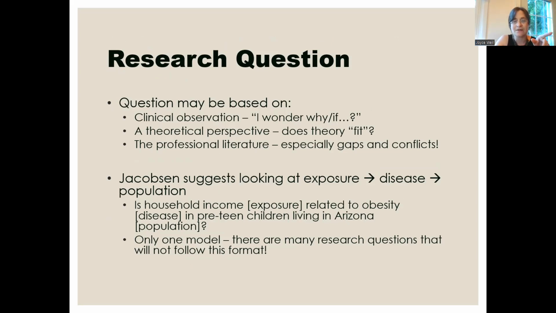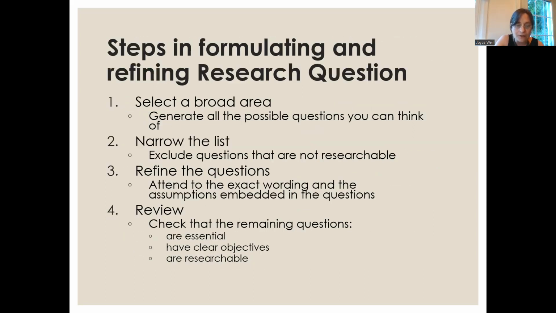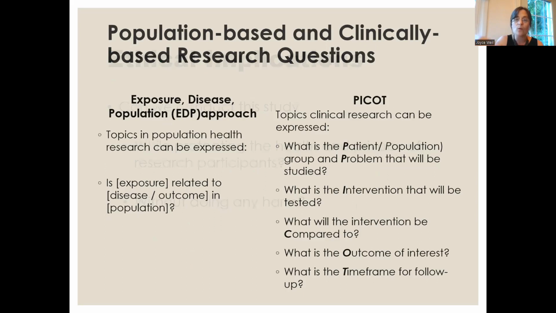So we talked about looking at a research question with exposure, disease, and population, but we can also look at another approach, which is PICOT, and it's used a lot in clinical population-based research. So what is the patient? Instead of identifying exposure, disease, outcome, and population, you identify patient or population, problem, intervention. It will be compared to what, and what is the outcome of interest within the time frame for follow-up. I'm going to share an example I wrote that I thought really worked.